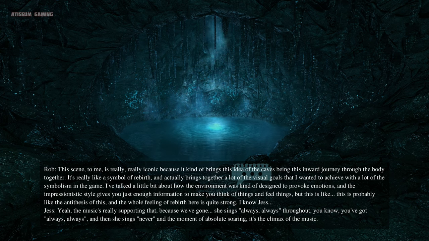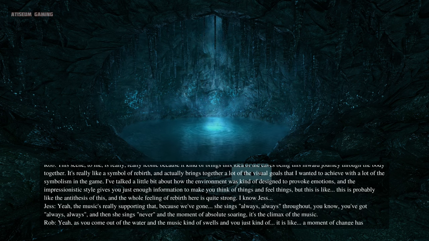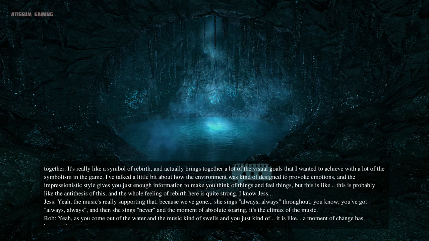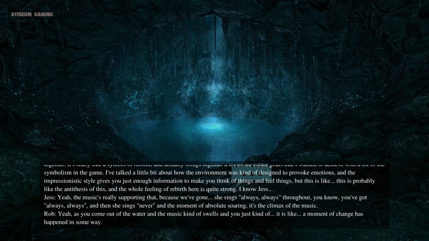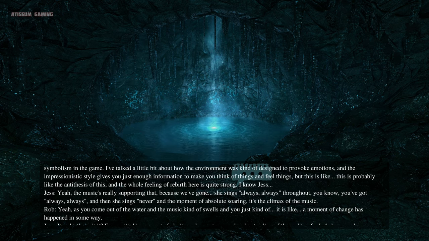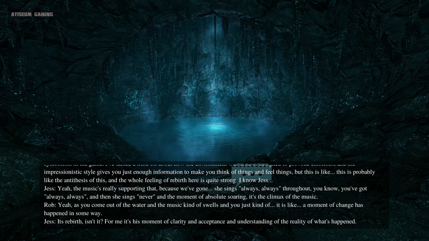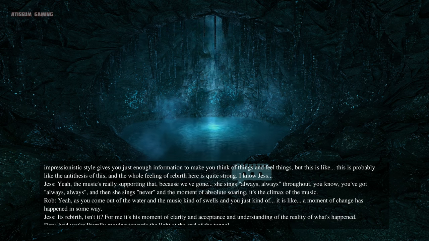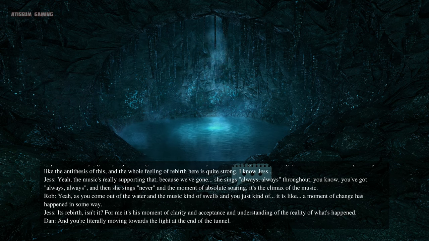This scene for me is really iconic because it brings this idea of the caves being an inward journey through the body together. It's a symbol of rebirth, and it brings together a lot of the visual goals that I wanted to achieve with the symbolism in the game. I've talked about how the environment was designed to provoke emotions, and the impressionistic style gives you just enough information to make you think of things and feel things. But this is probably the antithesis of that. And the whole feeling of rebirth here is quite strong.